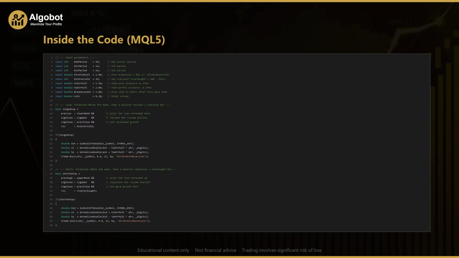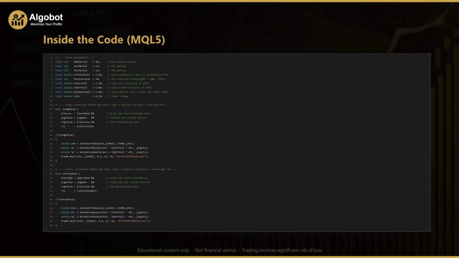RsiOversold is 30, SlAtrMult and TpAtrMult define the stop and target in average true range units, and break-even ATR sets when the stop slides to entry. Now the long block. The Boolean long setup is true only when all 4 conditions hold together.